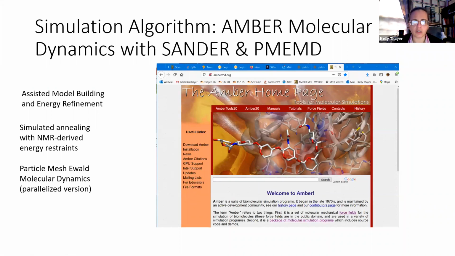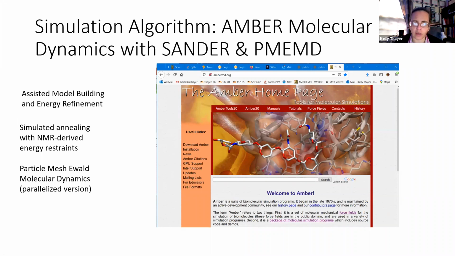We're using the simulation algorithm as implemented in Amber. This is a molecular dynamics package, which you've already encountered. You used TLEAP last week, which is part of this. This is the assisted model building and energy refinement package. The Sander, which is the essential simulation algorithm, is simulated annealing with NMR-derived energy restraints, because historically that's actually how it got started.